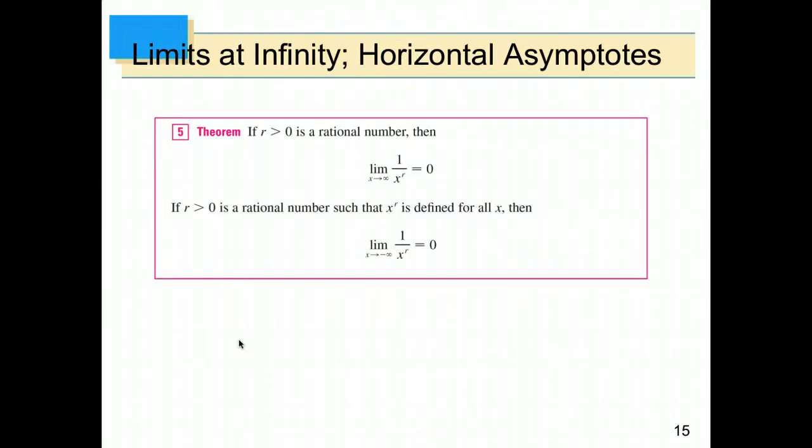In fact, this leads us to another theorem, and we can say that if r is greater than 0 and it's a rational number, then if we have functions in this family, f of x is 1 over x to the r, then the limit as x goes to positive infinity is 0 for these functions, and also as x goes to negative infinity. Of course, we have to realize that this x to the r is defined for all of x.